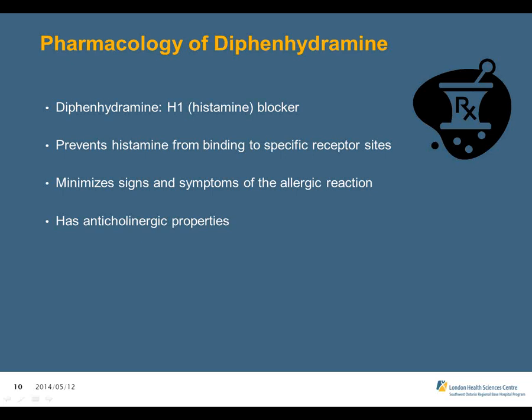Now we're going to talk a little bit about the pharmacology of Benadryl. It is an H1 blocker, and H1 is histamine. So what this does, it prevents histamine from binding to its receptor site. When histamine binds to its receptor site, it causes the findings of an allergic reaction, such as the watery eyes, the hives on the skin, the facial or body flushing. So again, this is used to minimize the signs and symptoms of an allergic reaction.